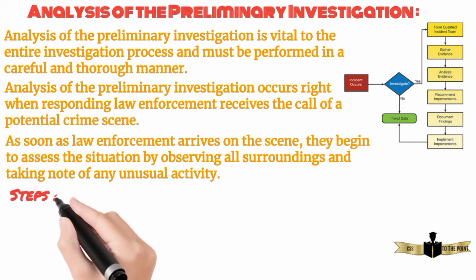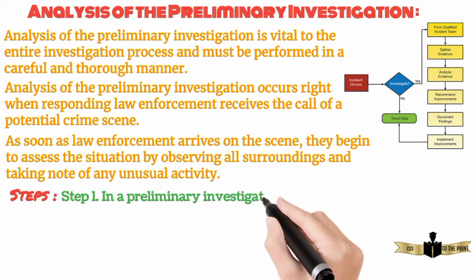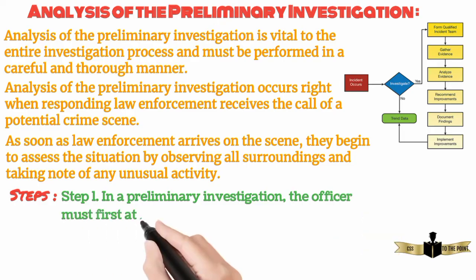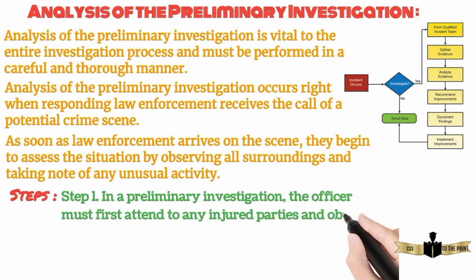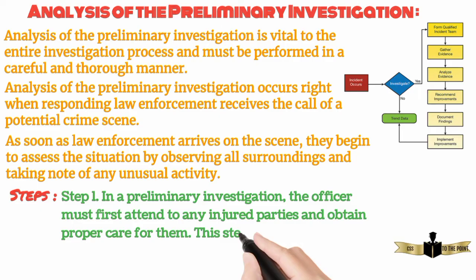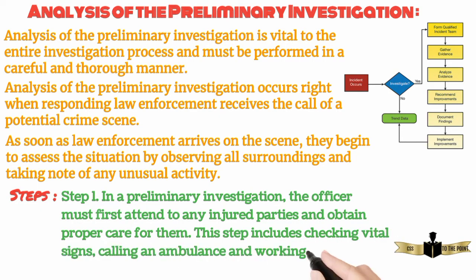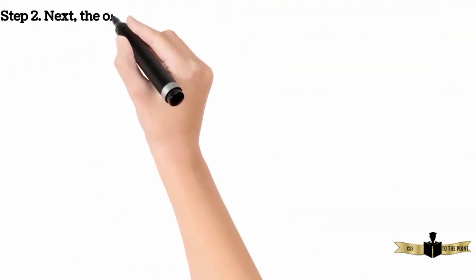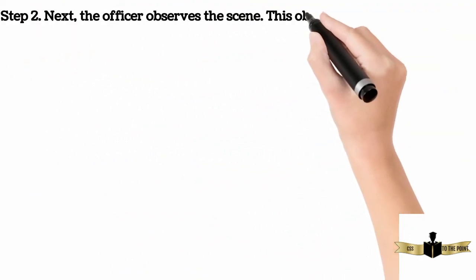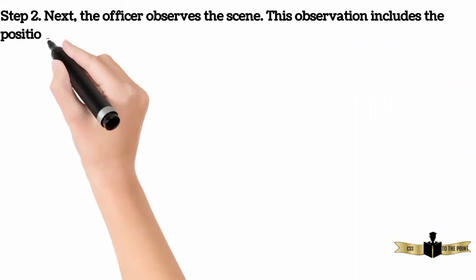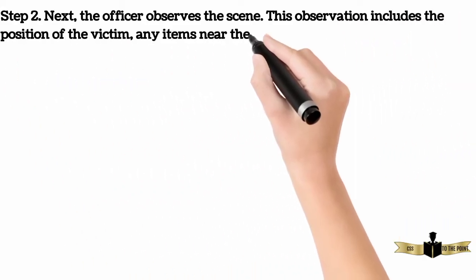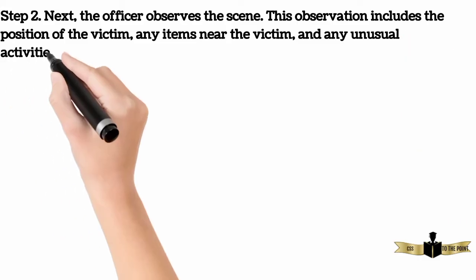Steps. Step 1. In a preliminary investigation, the officer must first attend to any injured parties and obtain proper care for them. This step includes checking vital signs, calling an ambulance and working with EMTs if necessary. Step 2. Next, the officer observes the scene. This observation includes the position of the victim, any items near the victim, and any unusual activities at the scene.